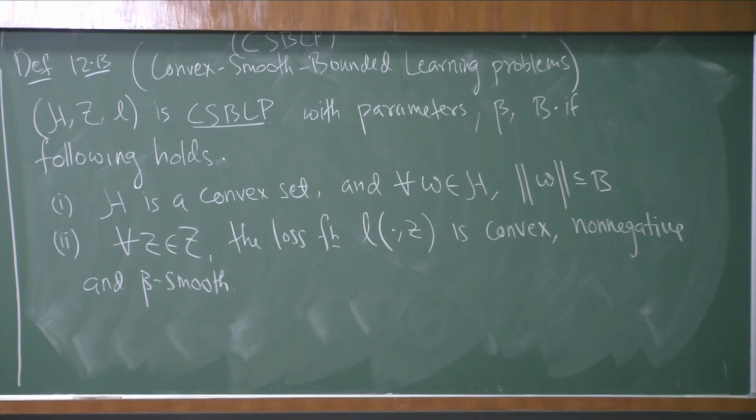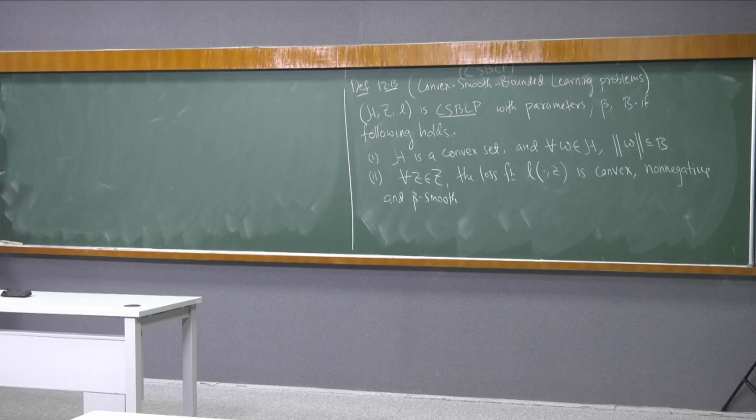Loss functions usually are non-negative. Just to be sure, we put it there, and we have the beta smoothness as well. For this, we can have an example where we will show that this is an example of a CSB learning problem. So let us look into this example.